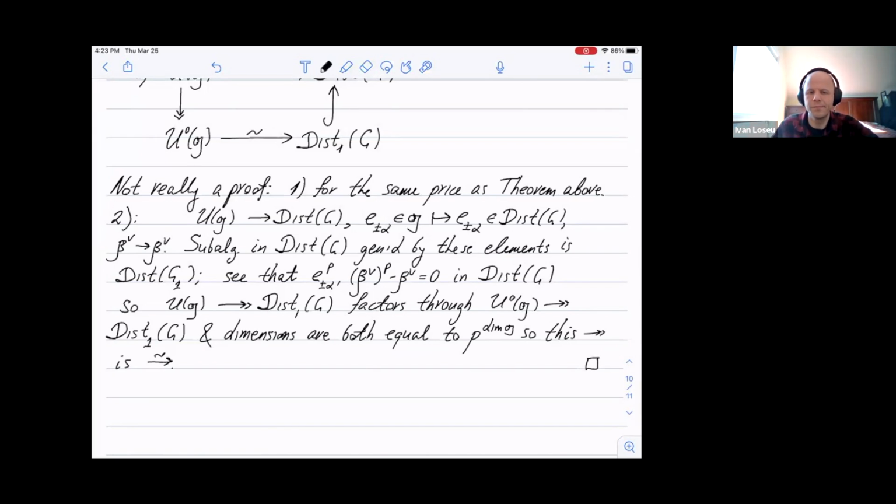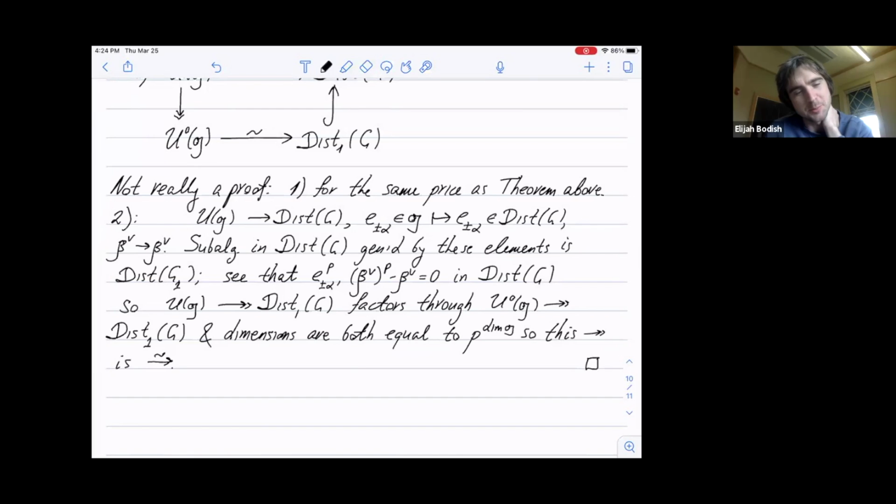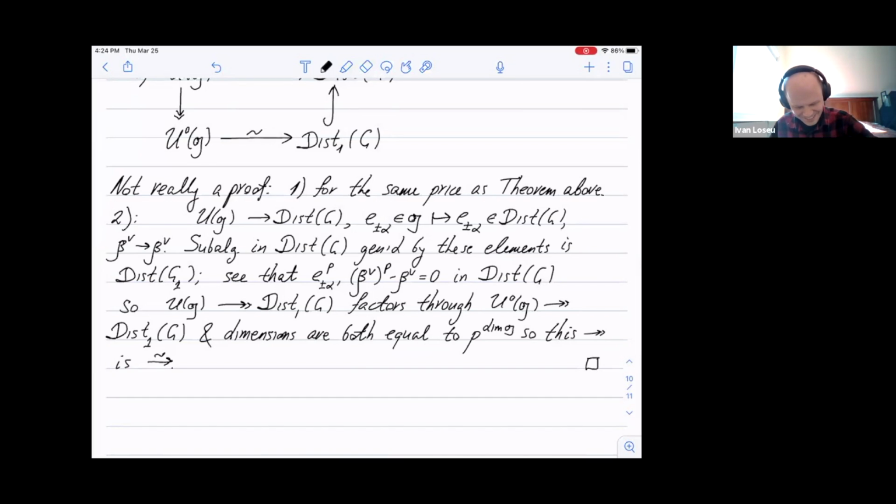Questions, please. I have a question. What is the difference between Dist_1 G and Dist G_1? One of them is a typo. Okay. More questions?